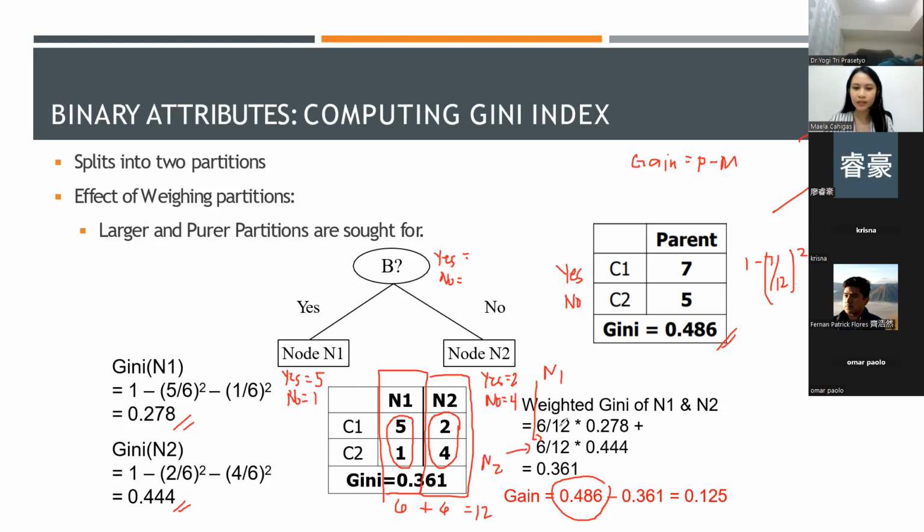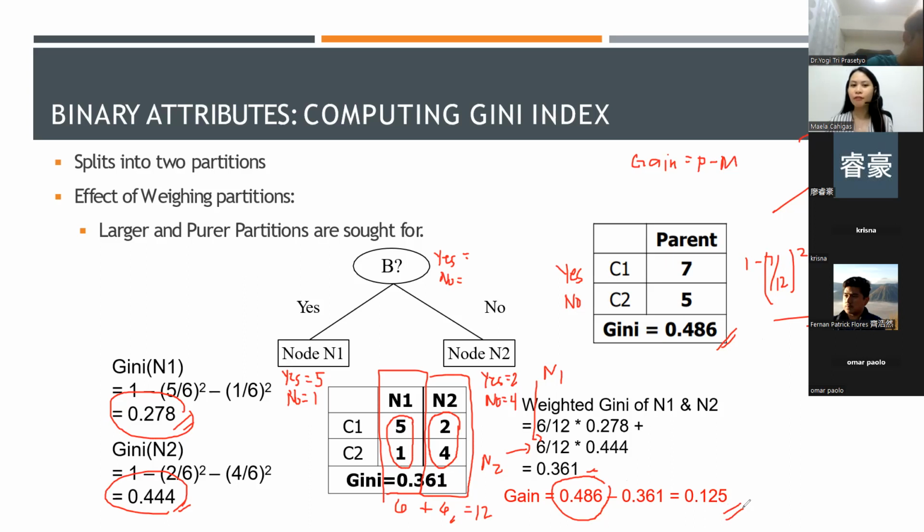So that means 6 over 12 times your Gini of N1, plus 6 over 12 again, because we have 6 here, multiplied to the Gini of your N2. So that's how we calculate 0.361. And then we just have to subtract the Gini of your parent, which came from this part, 0.486 minus 0.361, that's equivalent to 0.25.